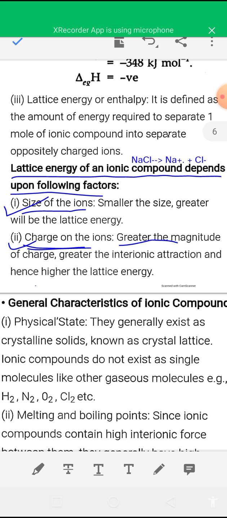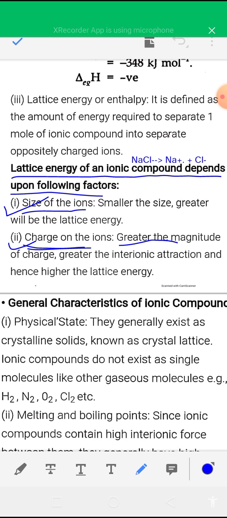And this lattice energy of ionic compounds depends on two factors: size of the ions, cation and anion, and charge on the ions. First one is size of ions. Okay, in ionic compound, smaller the size of ions, cation and anions, greater will be the lattice energy, because smaller the size, greater will be the electrostatic force of attraction, and greater will be the lattice energy. This is because more energy will be required to separate cation and anion from the crystal lattice.